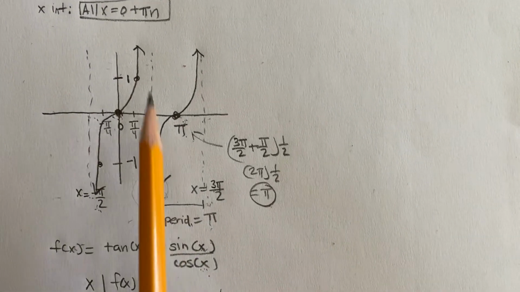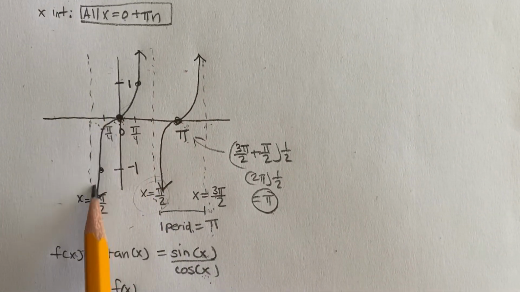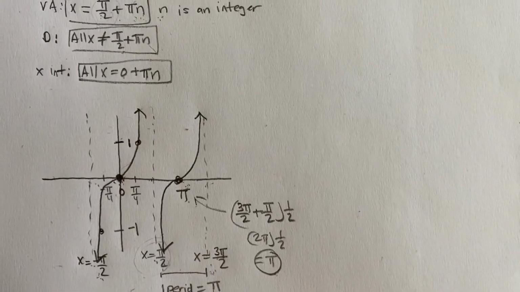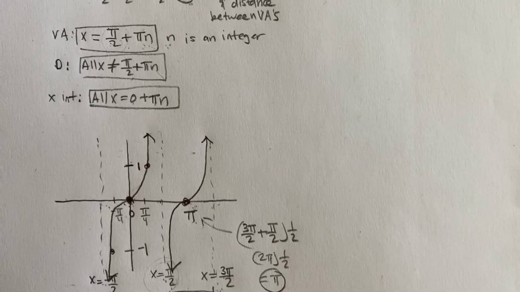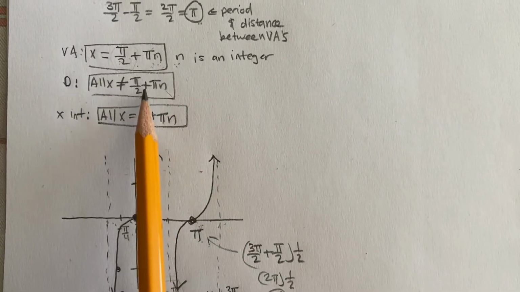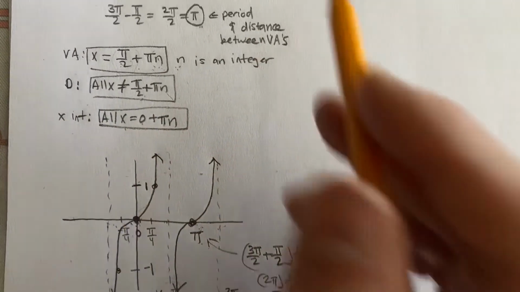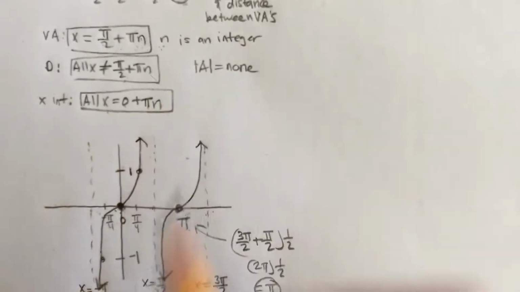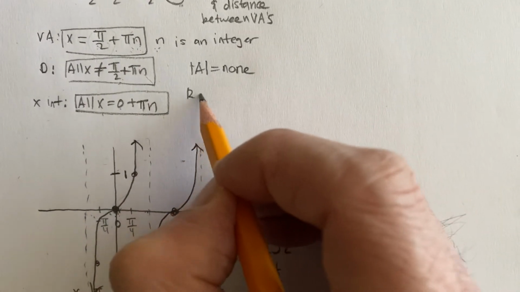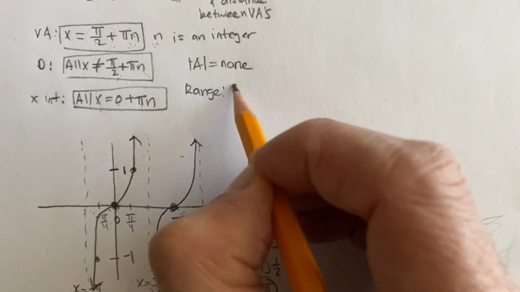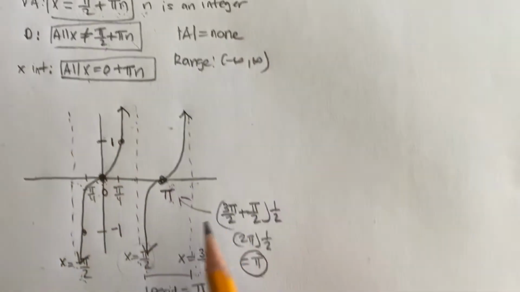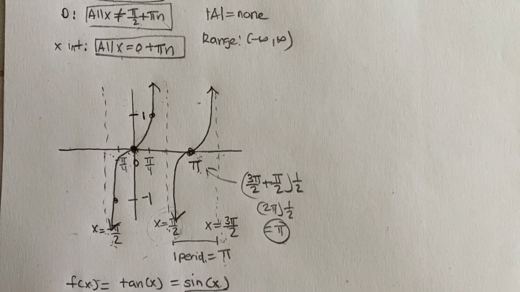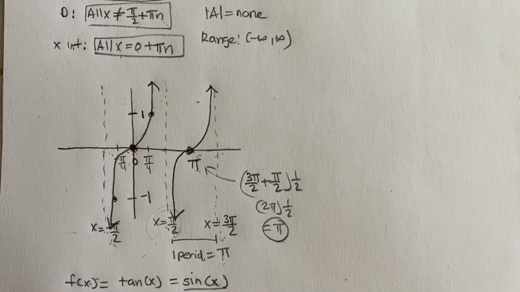And once you have the shape of one section of the graph, right, it's going to look exactly the same for the next set of vertical asymptotes. Okay, so let me finish this problem, right? We have the vertical asymptotes, we have the domain, we have the x-intercepts. There is no amplitude, okay, so that one you don't have to worry about. The range is pretty much going to be minus infinity to infinity, right? The y value is going to go on forever. And that's your tangent function.